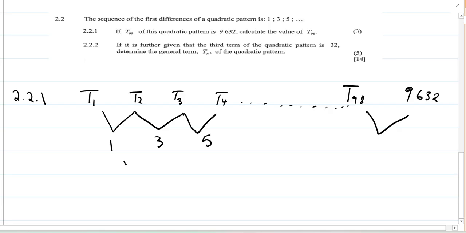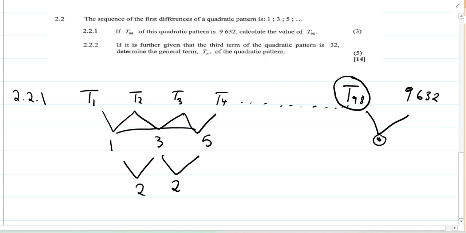So this is what we have here. We know that a quadratic number pattern has a constant second difference. So how do we get T98? To get T98, we must find the difference right there. And how do we calculate it?